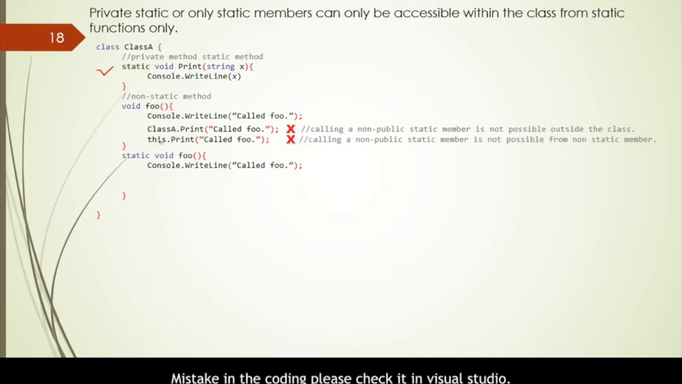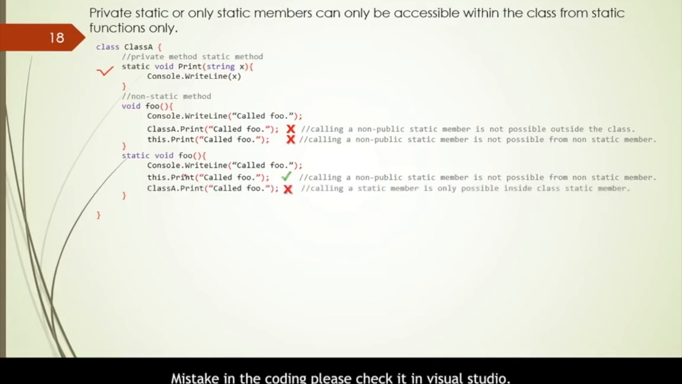And if I try to access it by the this keyword, I will again fail because it is a non-static method, and you cannot call a static method from a non-static method. And let's try it on the static method. If we do this dot print, we'll be successful because we can call static members from static members. And if we try to access again with class A dot print, it will not succeed.